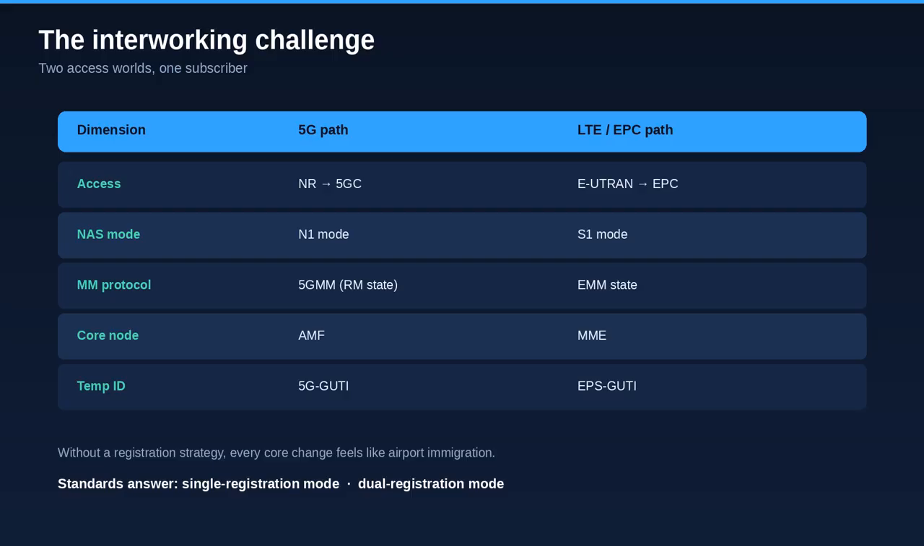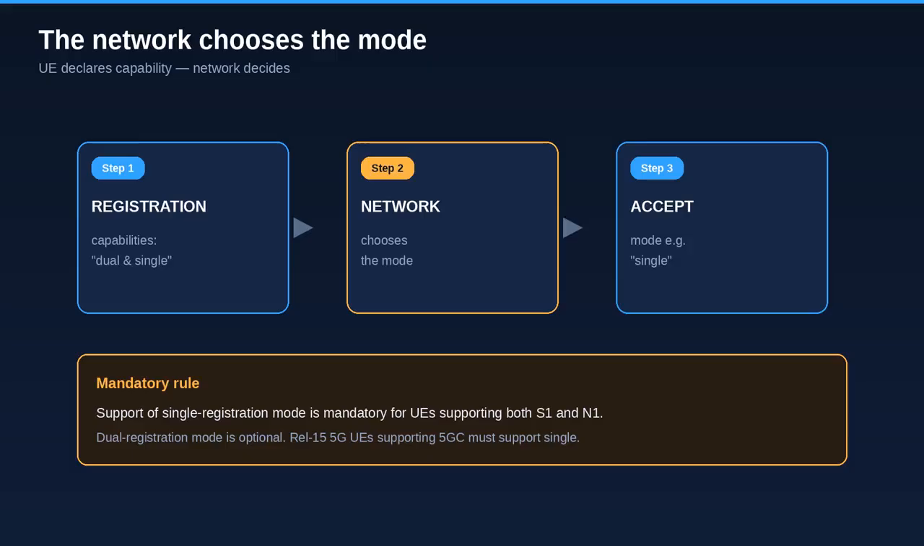The rest of this lecture is the detailed flow of each, with real-world examples, before we ever put the architecture diagram on screen. Here is the part that surprises people. The phone does not get to freestyle forever. In the registration exchange, the UE announces that it can do dual and single capabilities. Then the network chooses the mode. A registration accept comes back saying, for example, single. The phone obeys.